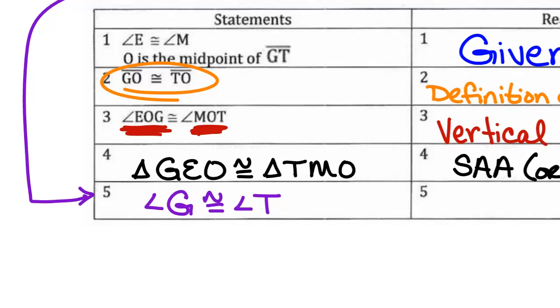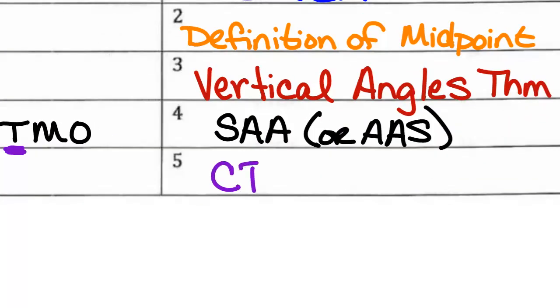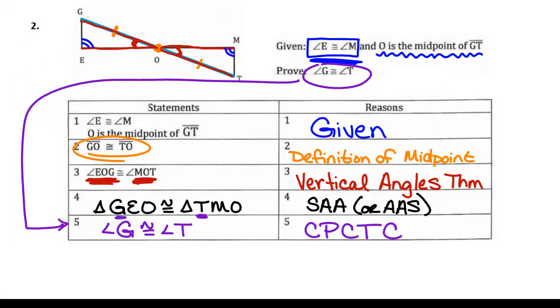Are angle G and angle T corresponding parts? Do they fall in the same place in my triangle congruence statement? Yep, first letter, first letter. So those corresponding parts of my 2 congruent triangles have to be congruent. CPCTC: corresponding parts of congruent triangles are congruent. I'm only allowed to use this after I make a triangle congruence statement. If I don't already say that the triangles are congruent, I cannot use CPCTC. We have to have that first.